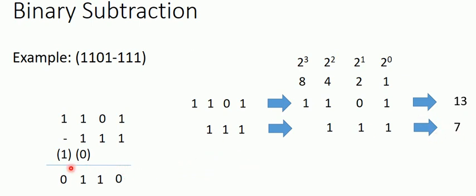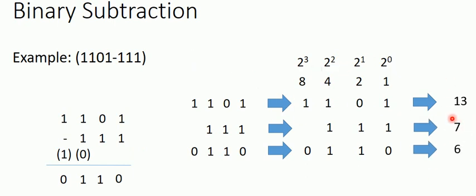Our subtracted number is 0110. Now convert this number into decimal format. We get 0 into 2 to the power 0, that means 0 into 1, plus 1 into 2 to the power 1, that means 1 into 2, plus 1 into 2 to the power 2, that means 1 into 4, plus 0 into 2 to the power 3, that means 0 into 8. Now at these 4 numbers we get 8 into 0 plus 4 into 1 plus 2 into 1 plus 1 into 0. We get 4 plus 2 equal to 6.